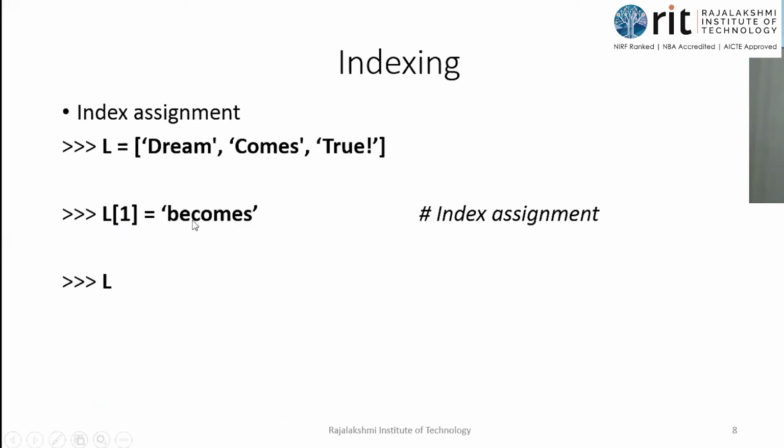Then index assignment is also allowed. That day I was trying to give this assignment for a string, and it threw an error saying the class str is not allowed to have this assignment, because strings are immutable, whereas a list is mutable. So L is equal to dream, comes, true, three items. Look at the second line: L of 1 is equal to becomes.